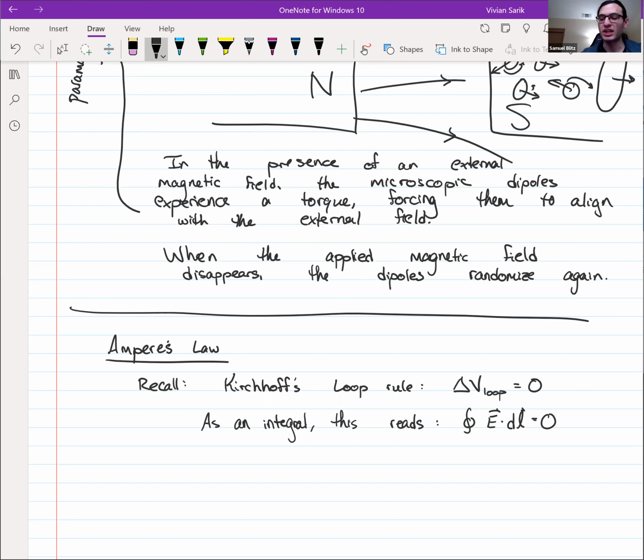Now I have to give the caveat here that actually this is only true in the statics case, when there's no magnetic field present. So take this with a grain of salt. It is more or less correct, but just take it with a grain of salt.